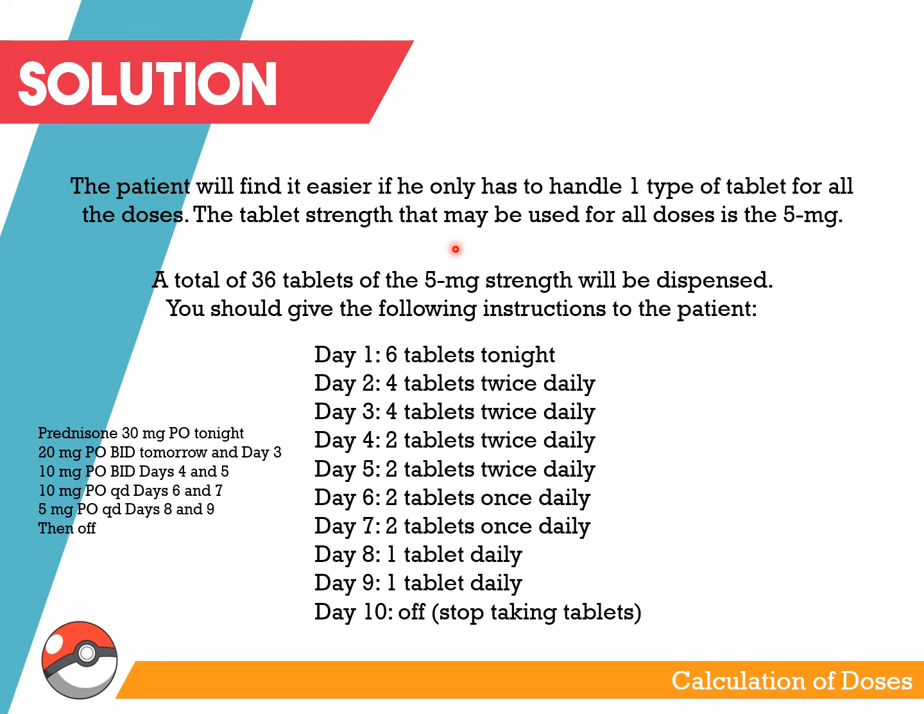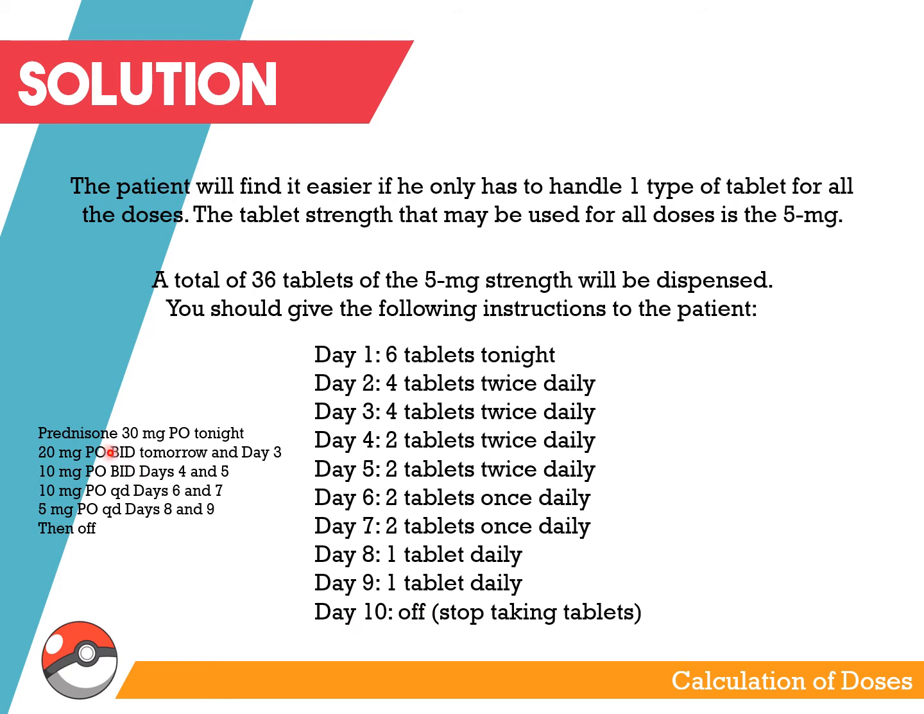So you should give the following instructions to the patient. For day 1, 6 tablets tonight. Day 2, 4 tablets twice daily. Day 3, 4 tablets twice daily. Day 4, 2 tablets twice daily. Day 5, 2 tablets twice daily. Day 6, 2 tablets once daily. Day 7, 2 tablets once daily. Day 8 and day 9, 1 tablet daily. And for day 10, off.